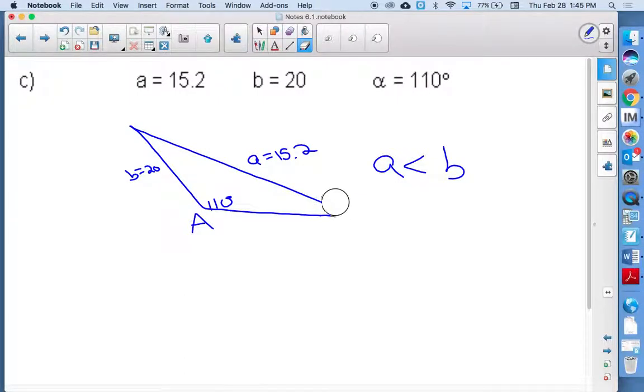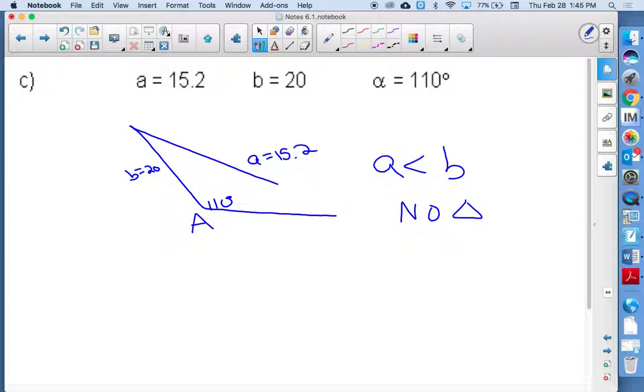So it's not long enough to connect to reach, again, this would be no triangle. So you get those for your homework, woohoo, you're done, move on to the next one. You don't have to find any missing parts because there isn't a triangle to find the missing pieces for.